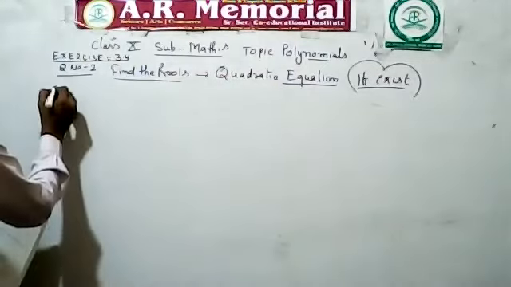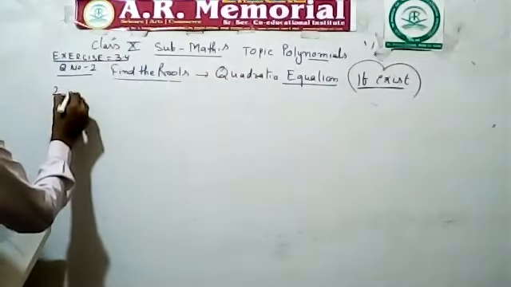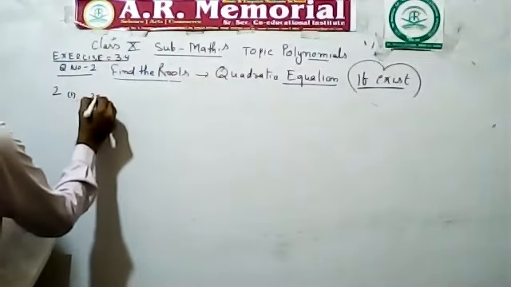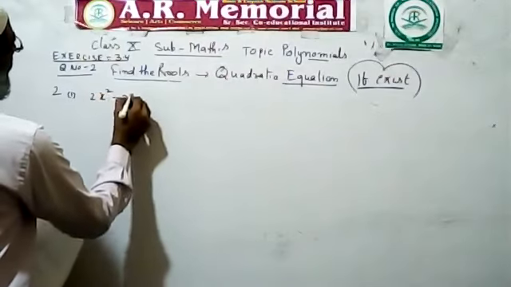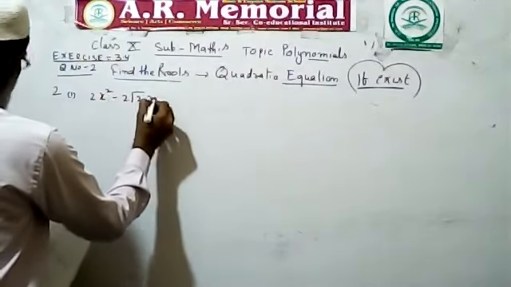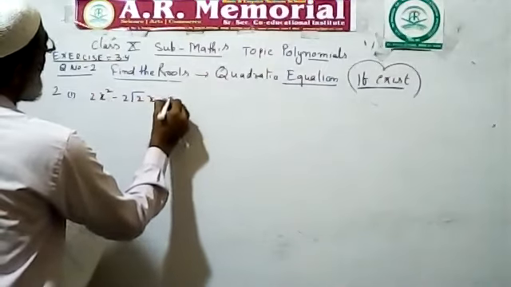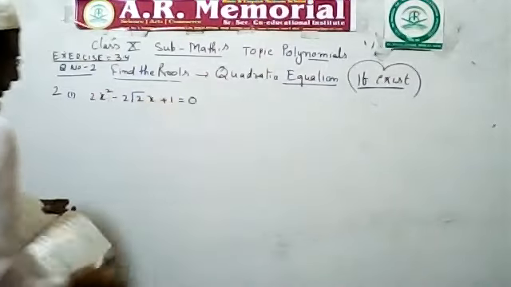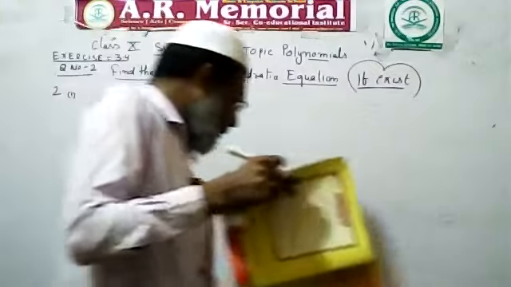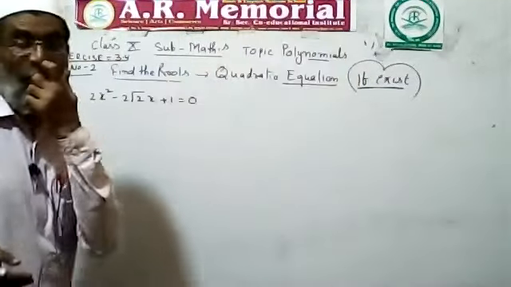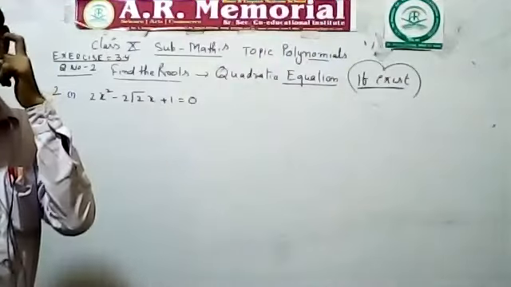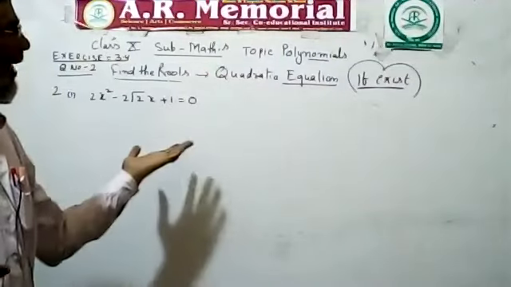Question number 1, 2's 1. Here is 2x square minus 2 root 2 x plus 1 is equal to 0. Student, as you know, we want to solve it. Yes, sir, we want to solve it. By which method? Sridharacharya. Sir, we don't know Sridharacharya. Just I am explaining here.